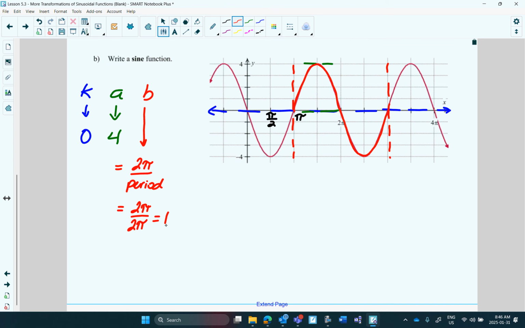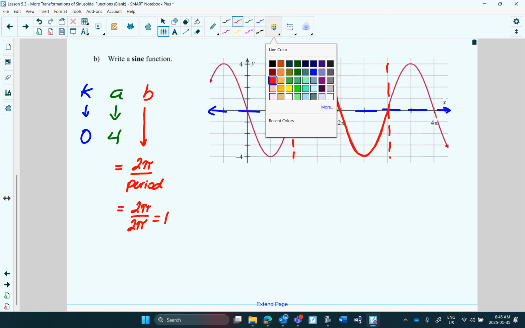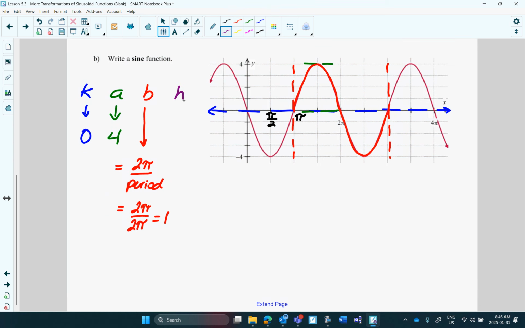And finally, h. Remember, a sine graph starts on the y-axis, right? This one did not start on the y-axis. It started 2 notches to the right. So how much did it move? Well, pi over 2, 2 pi over 2, or pi. It moved pi. And because it moved to the right, it's positive. There's all your stuff.